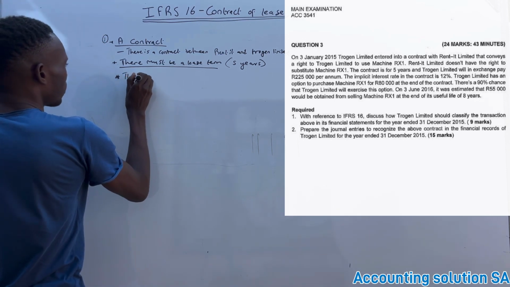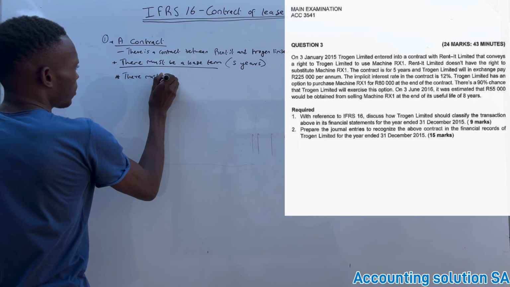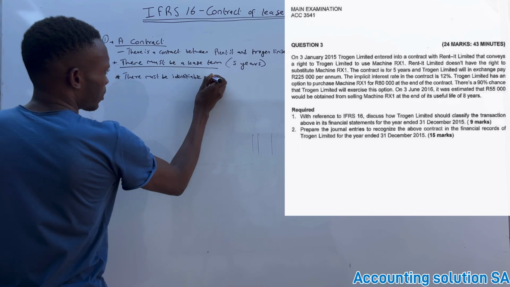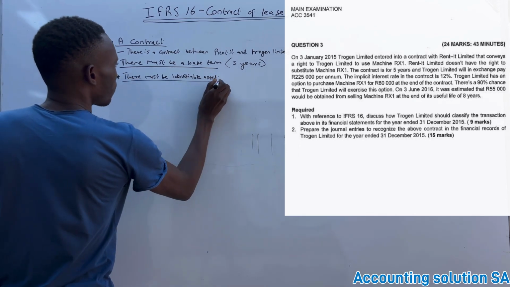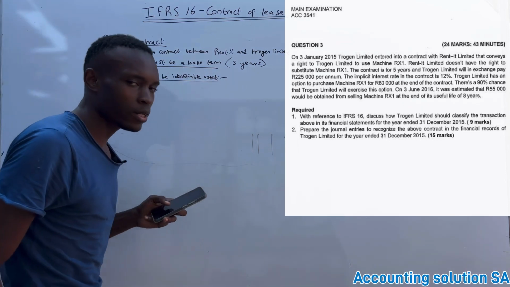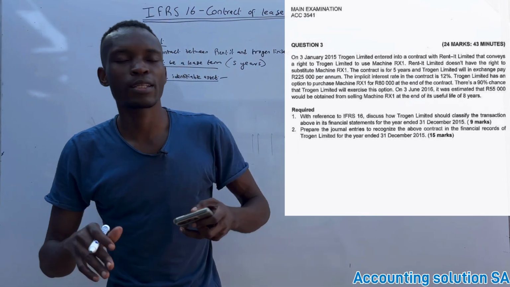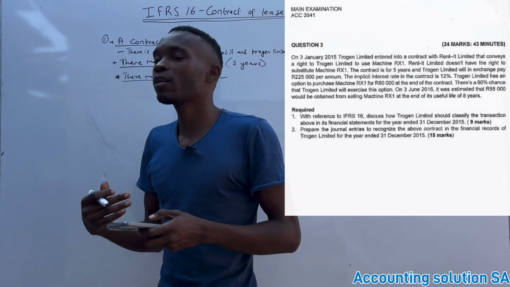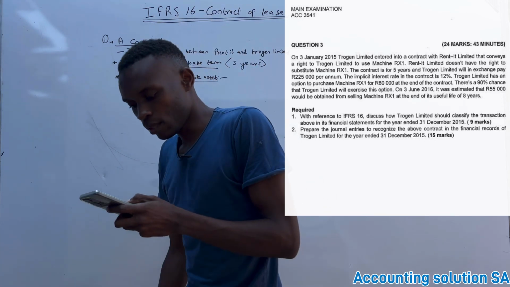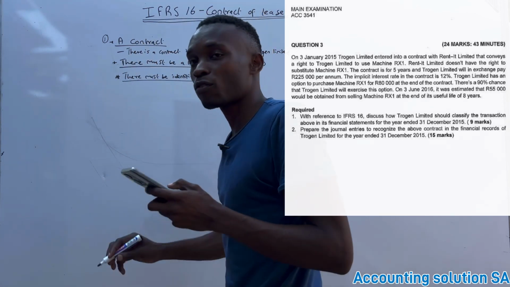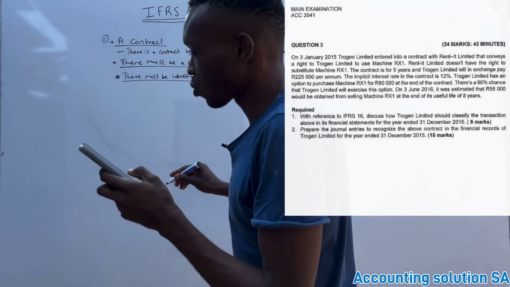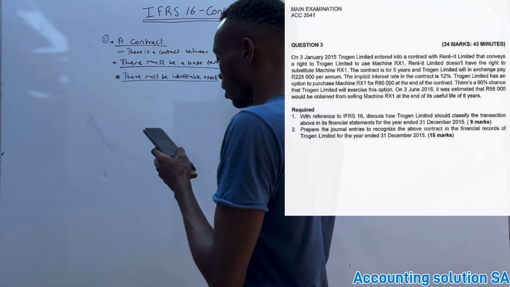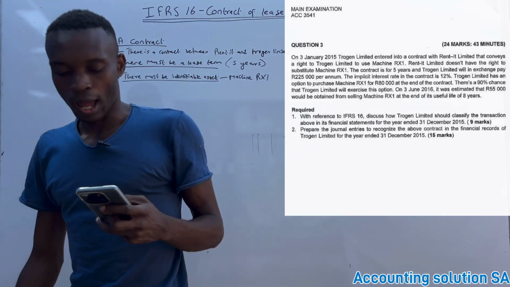There must be identifiable assets. Assets must be identifiable. We have to be able to identify that this is an asset. Obviously, it must meet the requirements of an asset, the definition of an asset. It can be tangible or intangible. Okay, in this case, yes, there is an identifiable asset which is called machine RX1. The asset is machine RX1, which is a non-current asset, of course.